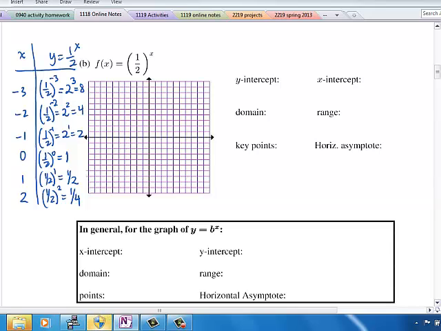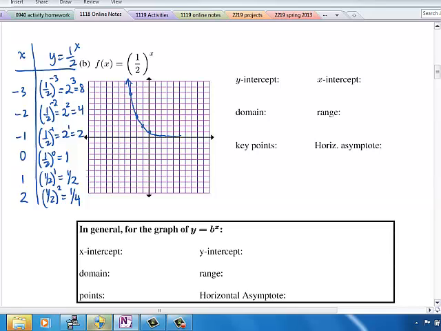So, plotting these points, we have (-3, 8), (-2, 4), (-1, 2), (0, 1), (1, 1/2), and (2, 1/4). So we can see this graph is rising as we go to the left, because if we do the reciprocal of 1/2 and then put a larger and larger value in the negative sense, the reciprocal would be a large value in the positive sense. So growing as we go to the left and shrinking as we go to the right.